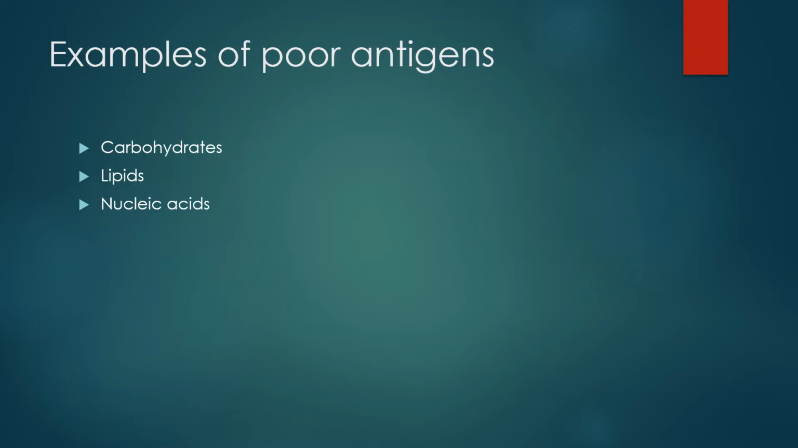So we have a list that discusses our good antigens, and then we have some examples of things that make poor antigens. We have carbohydrates, and they're really too small to be good antigens. We have lipids that are poor by themselves, but if they can actually be linked to a protein, they function more antigenically. And then we have nucleic acids. All of these are examples of poor antigens.